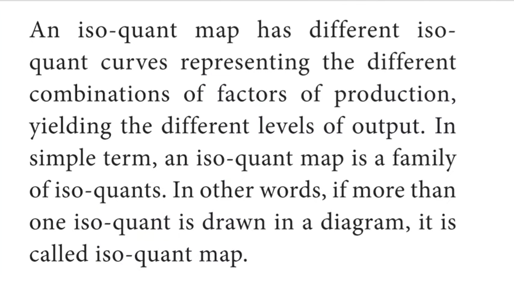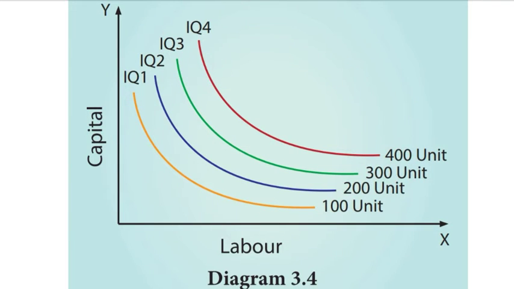Next, isoquant map. An isoquant map has different isoquant curves representing different combinations of factors of production, yielding different levels of output. In simple terms, an isoquant map is a family of isoquants. In other words, if more than one isoquant is drawn in a diagram, it is called an isoquant map. The higher the isoquant, the higher will be the level of output produced. A set of isoquants which represents different levels of output is called an isoquant map. In the isoquant map, the isoquants on the right side represent a higher level of output and vice versa.